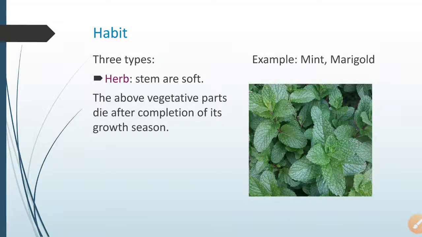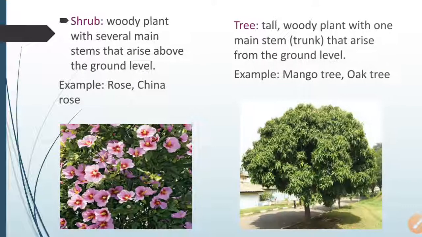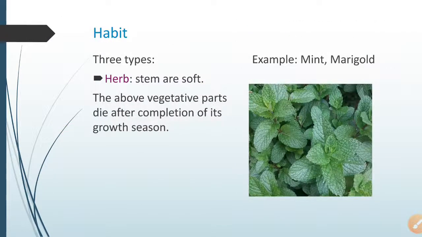So to talk about habitat, it's a general form. Firstly, habitat is of three types, that is herb, shrub and tree. Firstly, the herb will usually have a soft stem. The above vegetative parts will die soon after the completion of its growth season. Example, the mint, marigold and many other plants that you see around your home, which have a soft stem and it will be at the ground level.